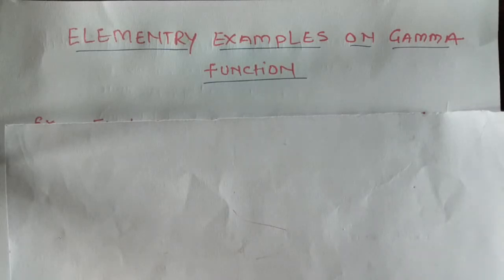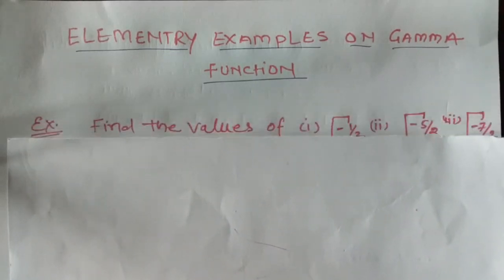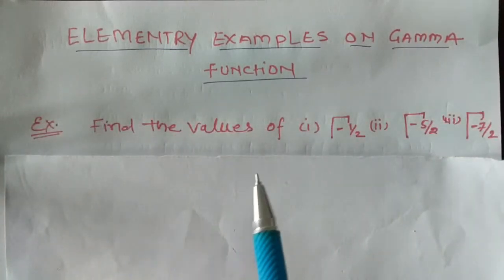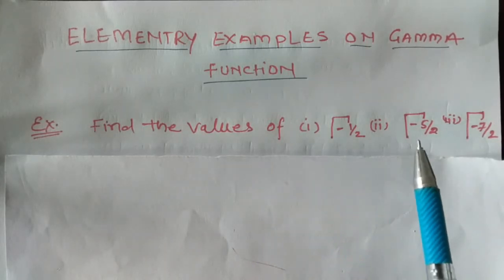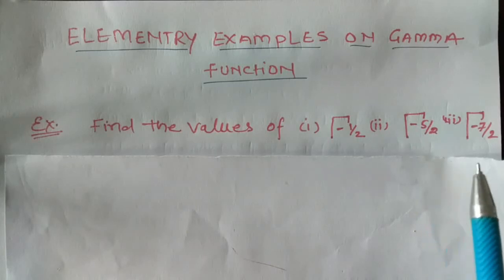In this video, I am going to discuss a few important elementary examples on the gamma function. Our first example is: find the values of gamma negative half, gamma negative 5 by 2 and gamma negative 7 by 2.